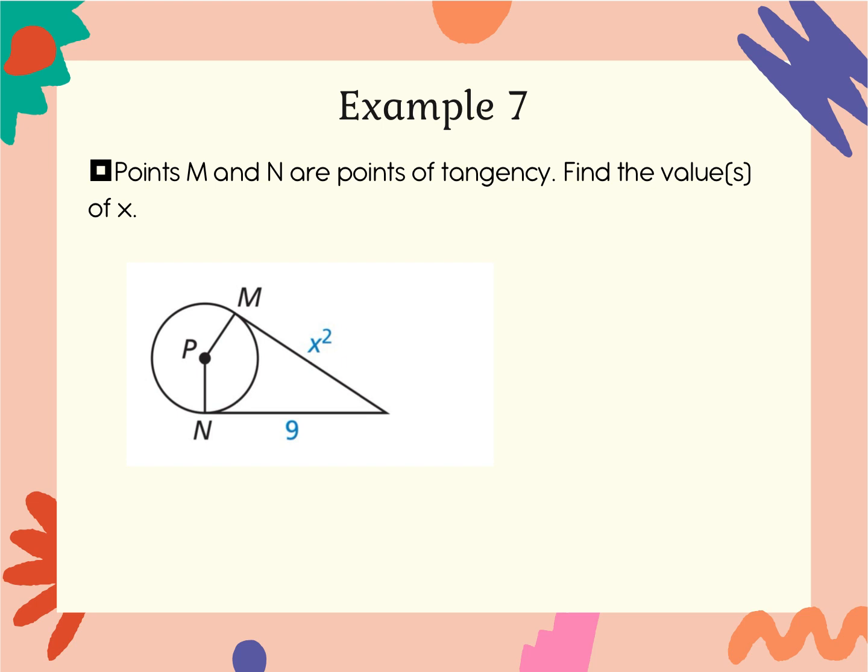All right, last one, example number 7. It says point M and N are points of tangency. Find the value of x. What do I know when I have that cone shape? Both of these lines are going to be the same measure. So how would I represent that to solve? How would I solve this? How would I write this as an equation? x squared equals 9. How would I solve for this? Square root both sides. x equals 3 and you're done.